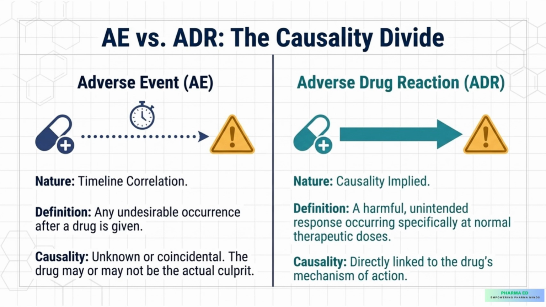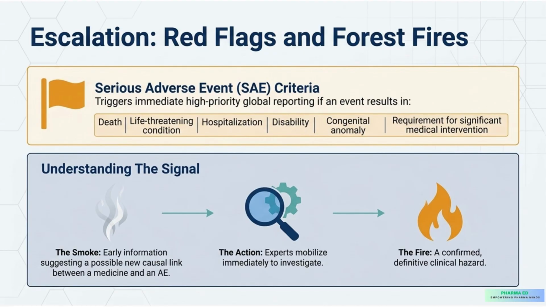Okay, pay attention to this one, because here is a classic trap that trips up students every single semester. An adverse event, or AE, is just a timeline correlation. Basically, it's any undesirable thing that happens after a drug is given, whether the drug actually caused it or not. Could be a total coincidence. But an adverse drug reaction, an ADR, well, that implies causality. It is specifically a harmful, unintended response that happens at normal therapeutic doses. See the difference?